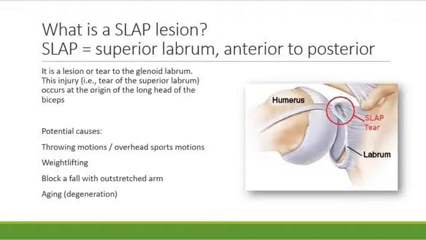So in this study, they were looking at a SLAP lesion or a SLAP tear. SLAP standing for the superior labrum, anterior to posterior, and it is a lesion or a tear to the glenoid labrum. And this injury occurs at the origin of the long head of the biceps. Potential causes include throwing motions or overhead sport activities, weightlifting, blocking a fall with an outstretched arm, or part of the degeneration process of life, aging.